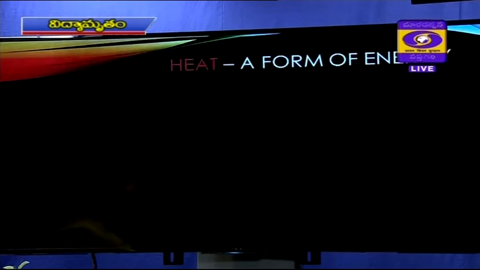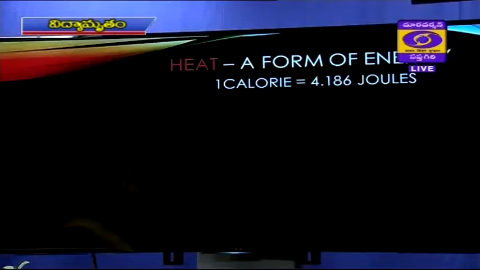Okay. Now, let us discuss what is heat. Heat is a form of energy. The SI unit of heat is joule and the CGS unit of heat is calorie. The relation between the calorie and joule is 1 calorie is equal to 4.186 joules. Okay. 1 calorie is equal to 4.186 joules.